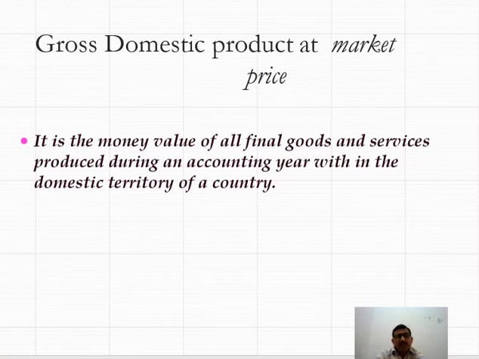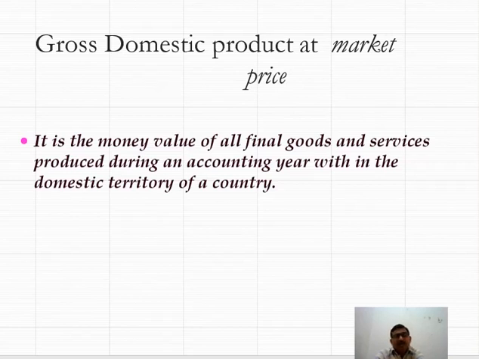Next concept in chapter number 2 is gross domestic product at market price. Gross means total, domestic means within an economy, product means production. I am only telling you the meaning of gross domestic product, not at the market price. Gross means total, domestic means within the domestic territory of an economy, product means production. So gross domestic product means total production of all goods and services in an economy in an accounting year.